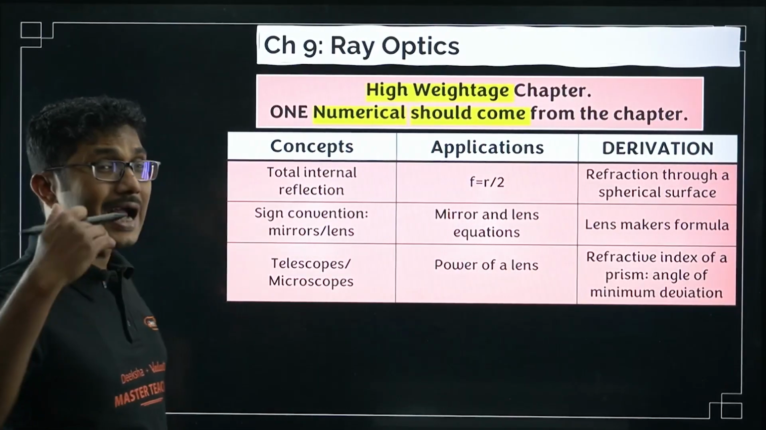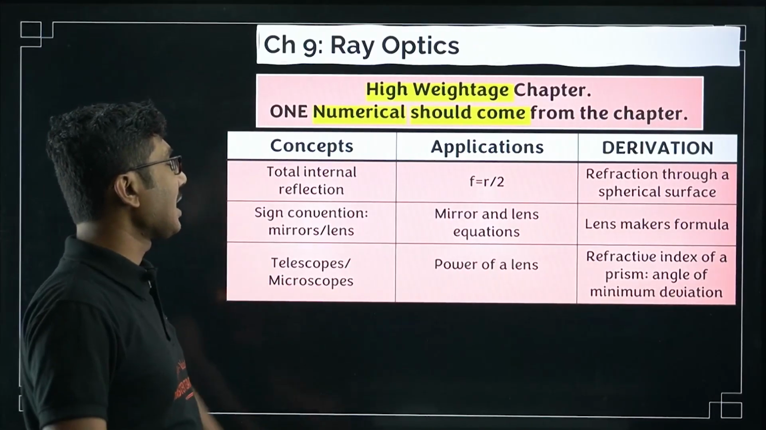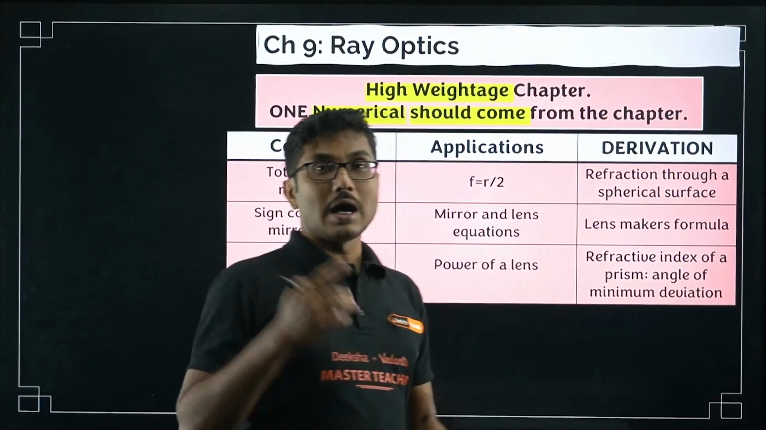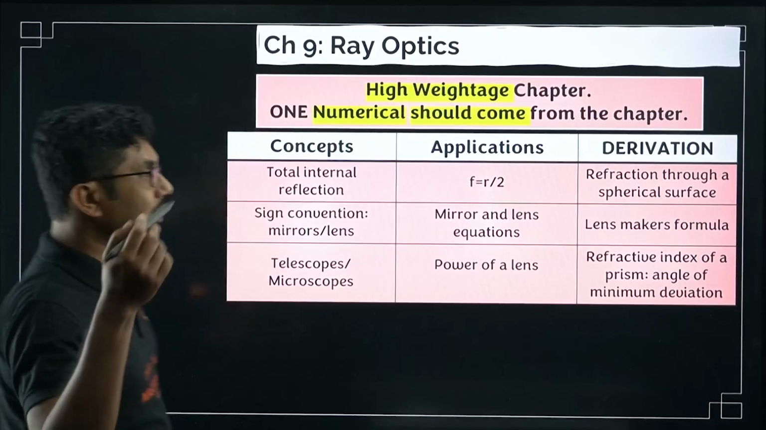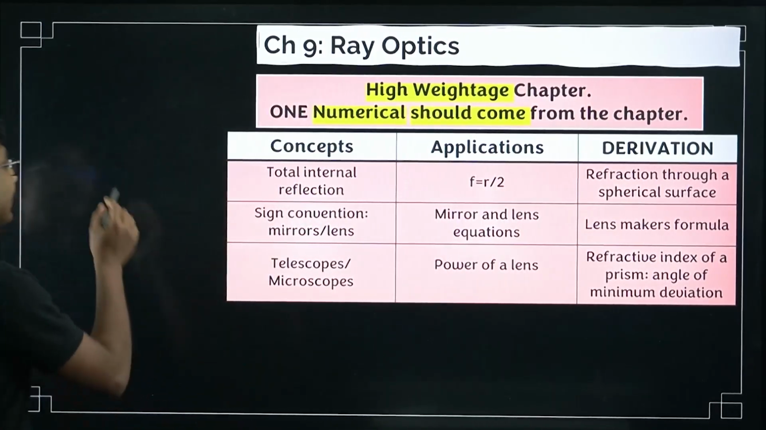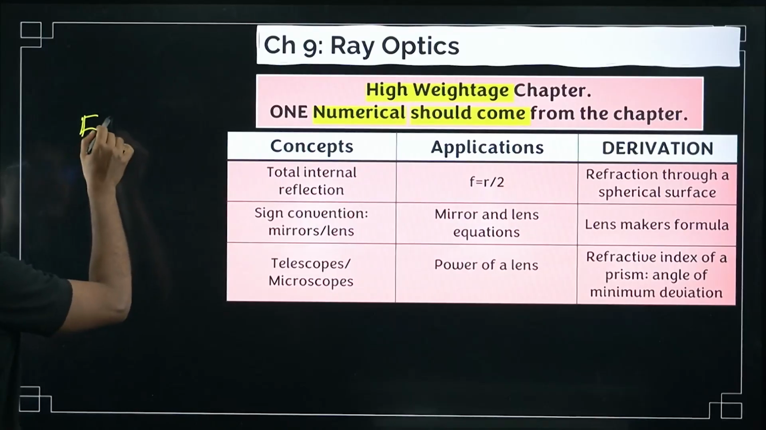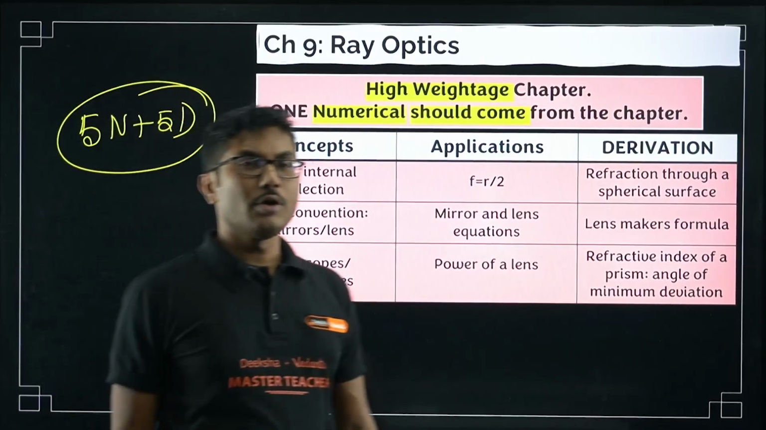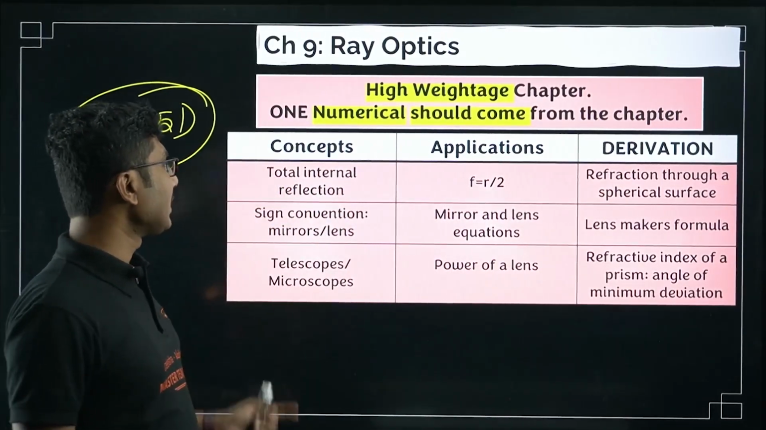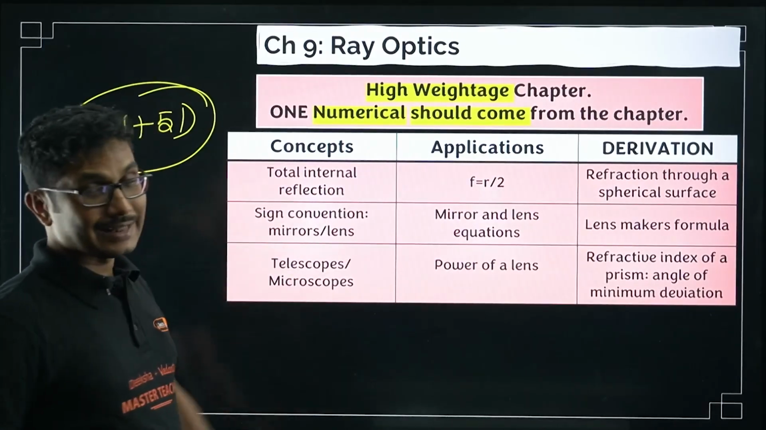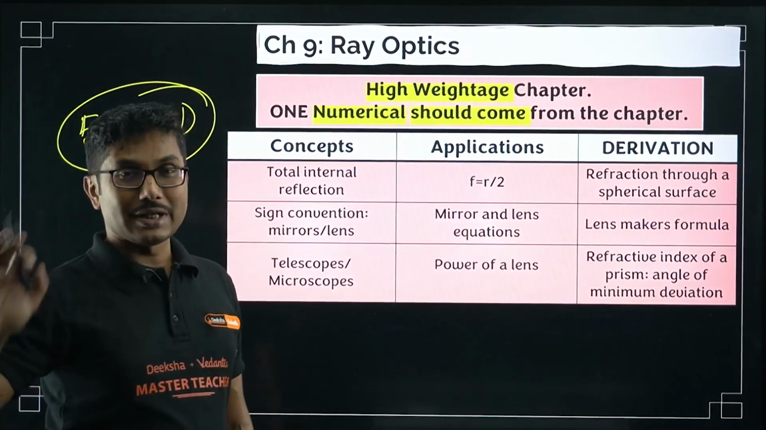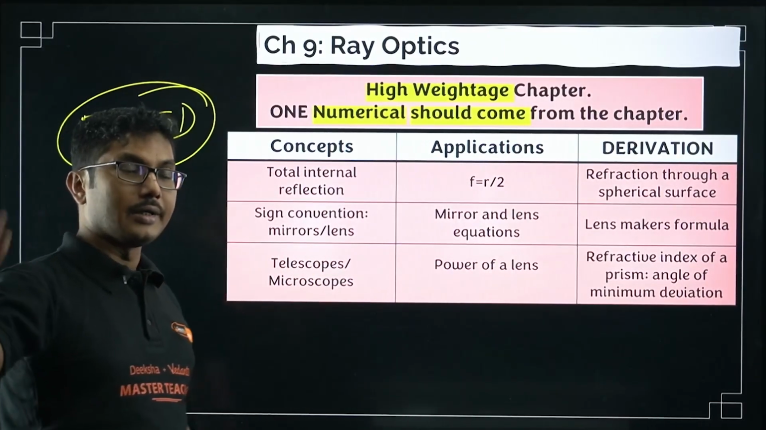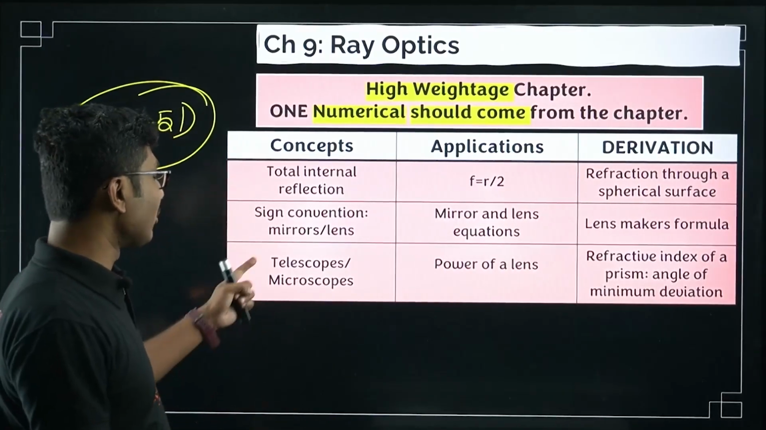Now ray optics, another high weighted chapter, 11 marks are allocated to this chapter. What can you expect from this chapter? There is a high chance of both a derivation as well as a numerical question. This is like current electricity, but there is no guarantee that both a numerical question and a derivation will come, though there is a high chance both will come in your PU final exam. Total internal reflection, sign convention in mirrors and lenses, both will have the same writing, but the diagram will be different. Telescope, microscope, how their magnification works, etc. This is also a very, very important concept.